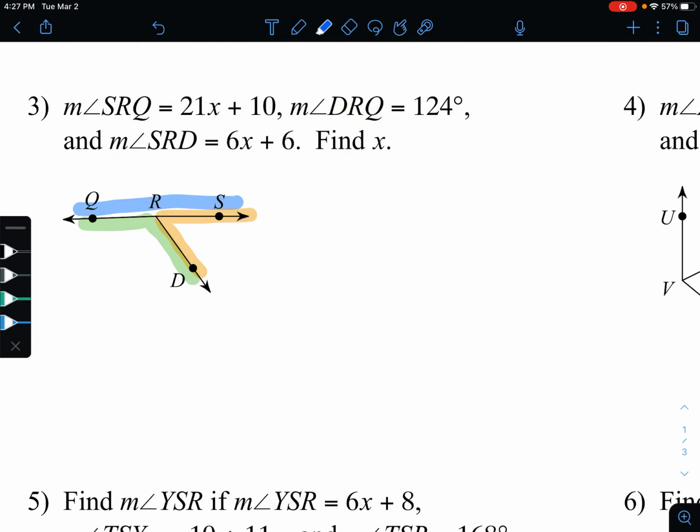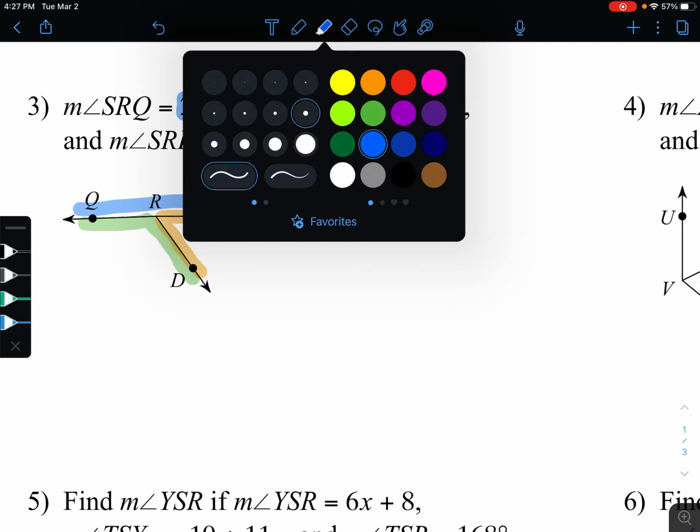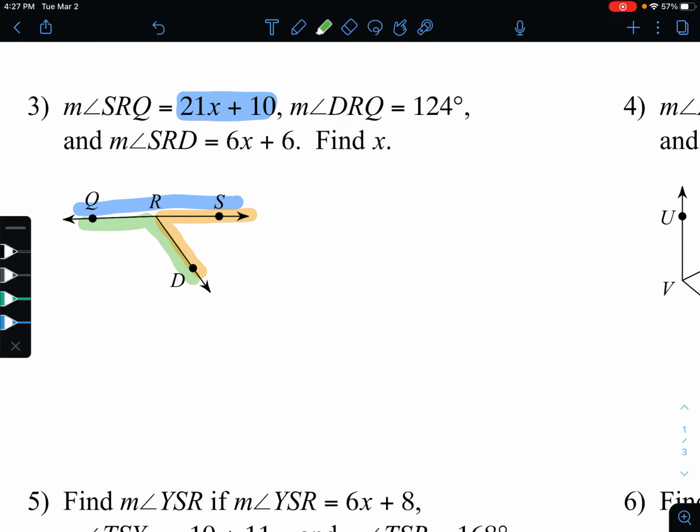So going through in order, angle SRQ is in blue, so that's this angle right here. Okay, that's the biggest angle. Then we have angle DRQ in green, which is this angle right here. And if I were to label that, I'd go ahead and put the 124, the 21x plus 10, and then the last angle is in orange and it's 6x plus 6.